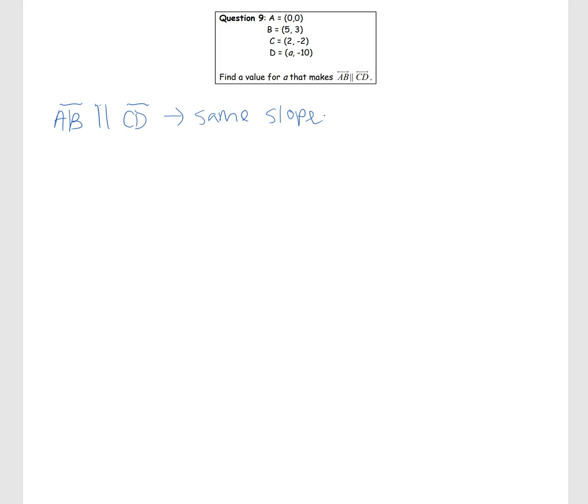All right, so let's find the slope of line segment AB to start. So we know that the slope is equal to the rise over run between 2 points. And this is the same as saying y2 minus y1 over x2 minus x1. And in this case, I'm calling A my x1, y1, and B my x2, y2.